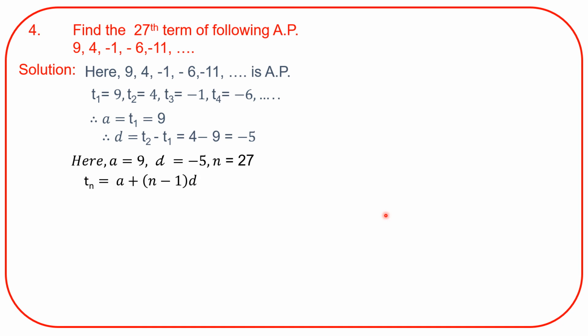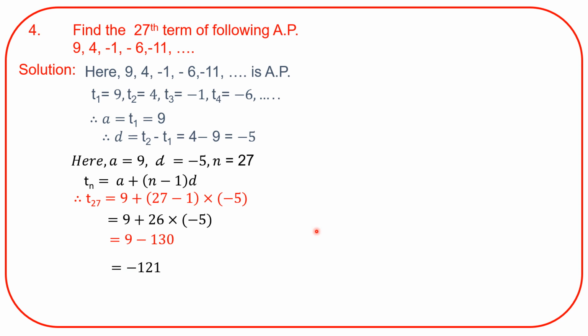Now substitute the values. Therefore, T27 is equal to 9 plus 27 minus 1 into minus 5, is equal to 9 plus 26 into minus 5, is equal to 9 minus 130. 26 into 5 is 130, but with the minus sign, it is equal to minus 121. 27th term is equal to minus 121.